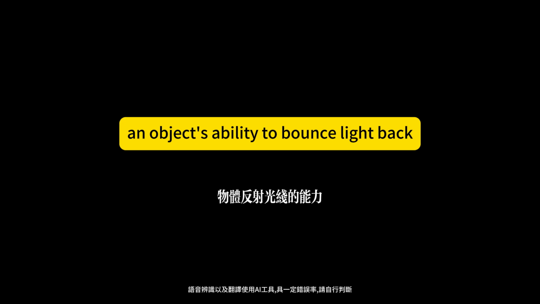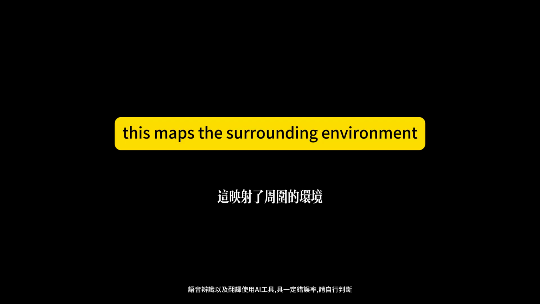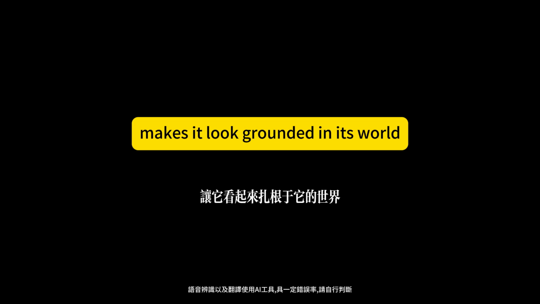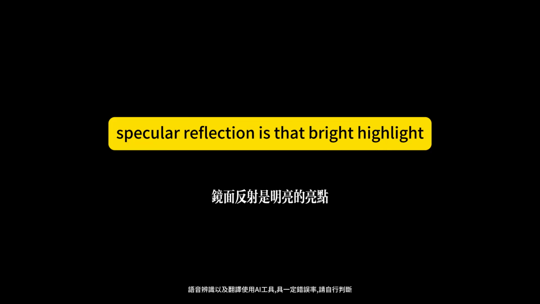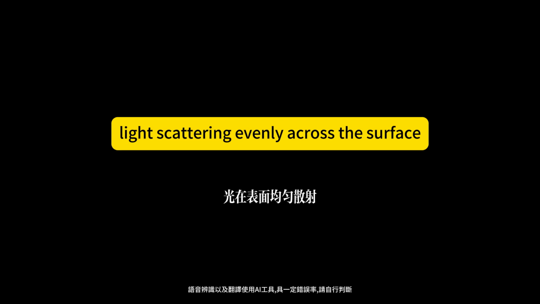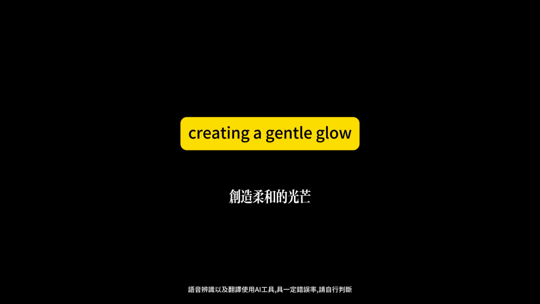And of course, reflection. An object's ability to bounce light back. This maps the surrounding environment onto the object's surface, makes it look grounded in its world. And again, distinctions. Specular reflection is that bright highlight, light bouncing directly back. Diffuse reflection is softer, light scattering evenly across the surface, creating a gentle glow.